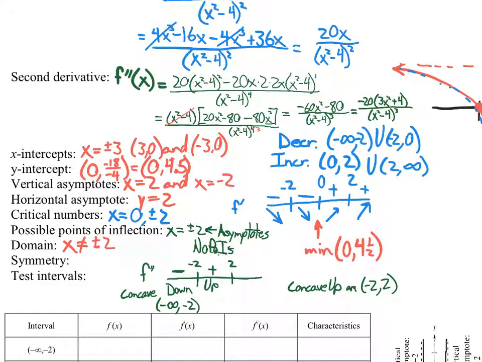And then if you plug in a +3, it's going to give you the same thing as when you plugged in a -3, because those were squared. So that's going to be minus, so we're going to be concave down again.